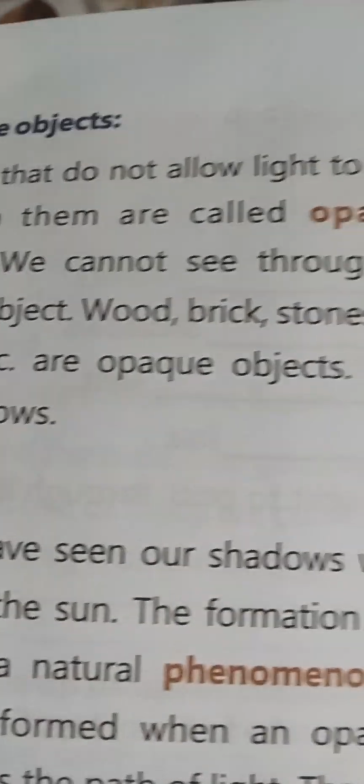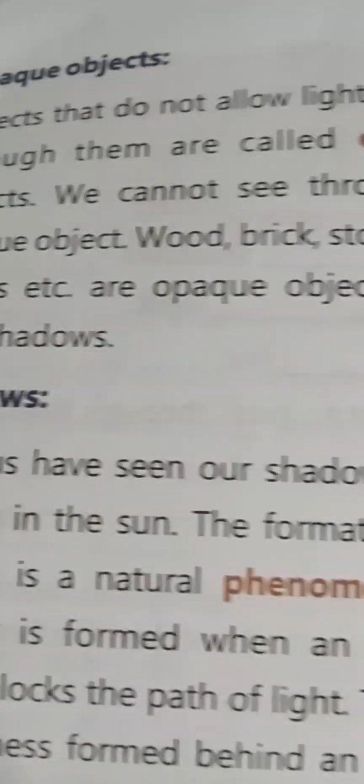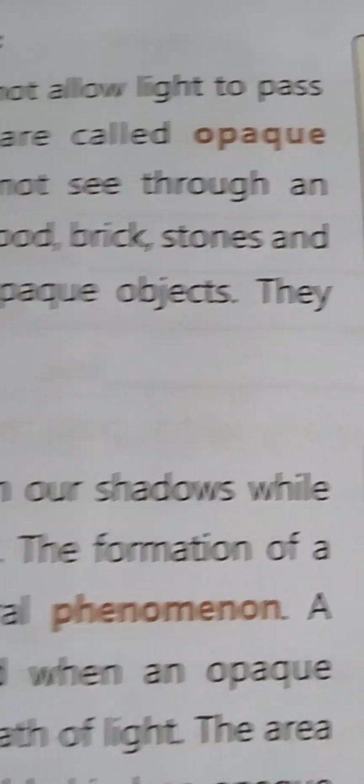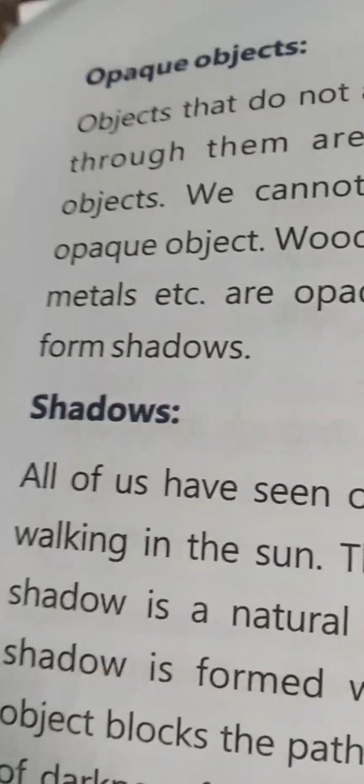Objects that do not allow the light to pass through them are called opaque objects. We cannot see through an opaque object. Wood, brick, stones, and metals, etc. are opaque objects. They form shadows.